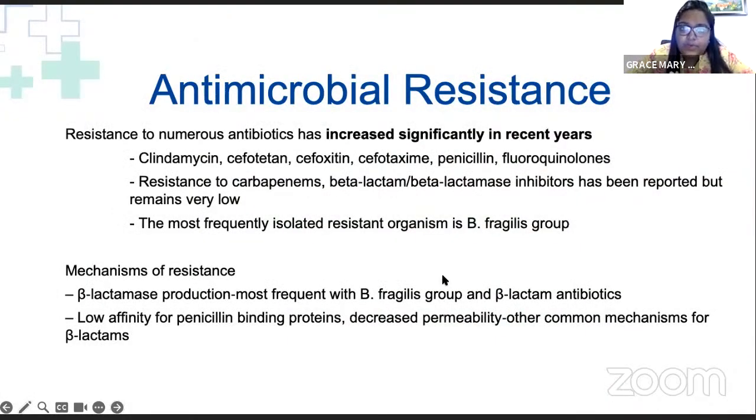Okay. Now, the problem that we are facing, like carbapenem resistance and ESBL, is similar for antimicrobial resistance with these bugs as well. Because, like I said, we only have a handful of drugs to treat these organisms, and the resistance is actually increasing, especially to the cefamycins, to clindamycin, to the fluoroquinolones. You can't actually use a lot of that. Okay.